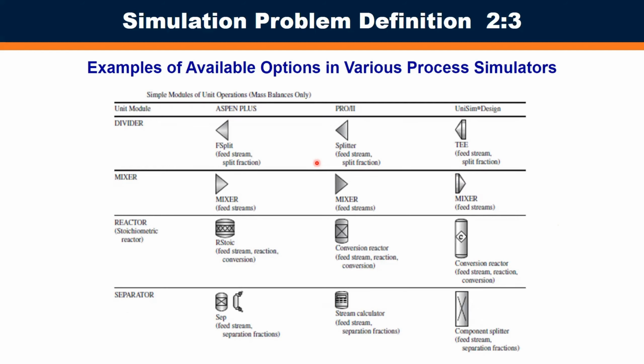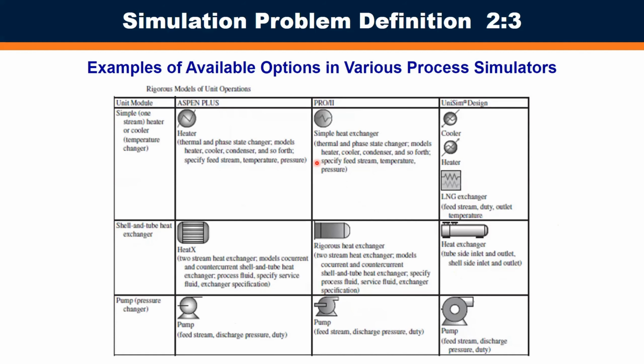And if we move on to more rigorous models, then you can take something like a heat exchanger. The simple ones, it's just a heater or cooler. All you do is specify the outlet conditions for a given feed stream, and it will calculate the enthalpy change needed. You can also do more complex representations like shell and tube heat exchangers, where you have to specify both the utility streams, the process fluids, and so on. And you can increase the level of complexity depending on the need.